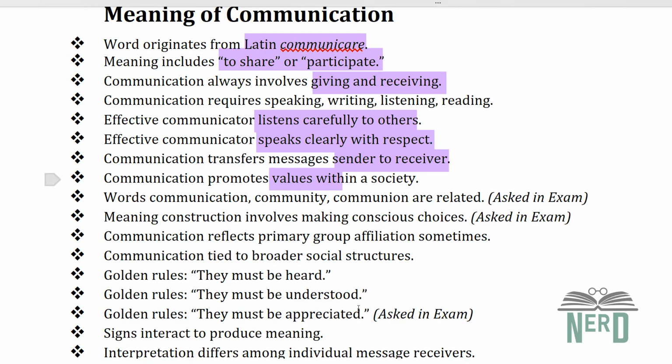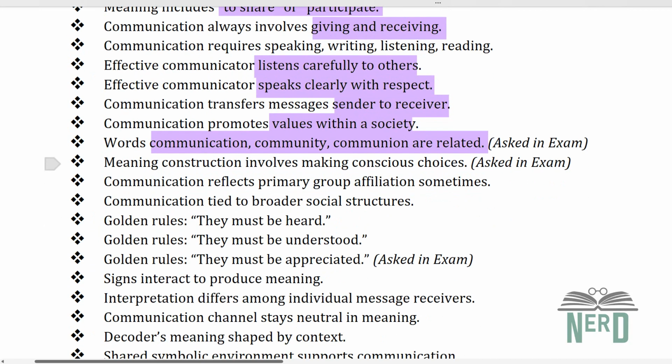Communication also helps promote values that support the enculturation of people, meaning it teaches individuals how to become part of a society. Something interesting and asked in exam is that the words communication, community, and communion are all related by origin. This reminds us that communication always aims to create connection. Another important point, also asked in exam, is that meaning construction happens through choices. We choose words, tones, and symbols, and that choice shapes meaning.